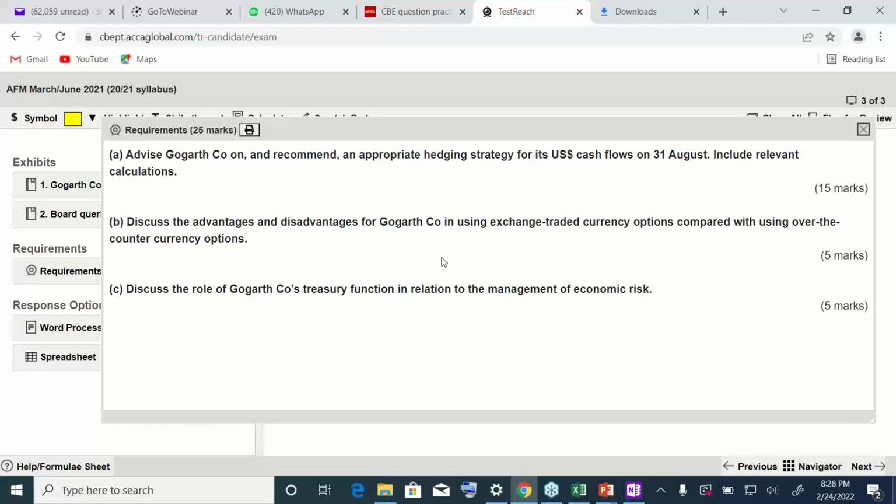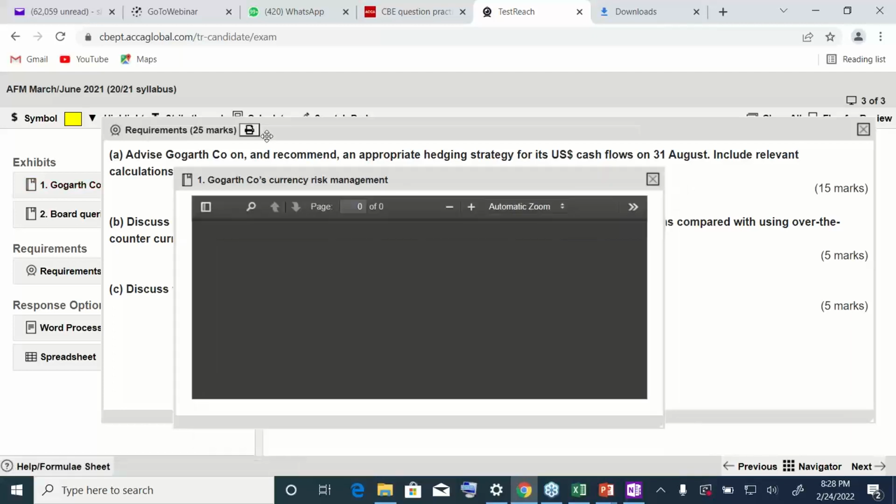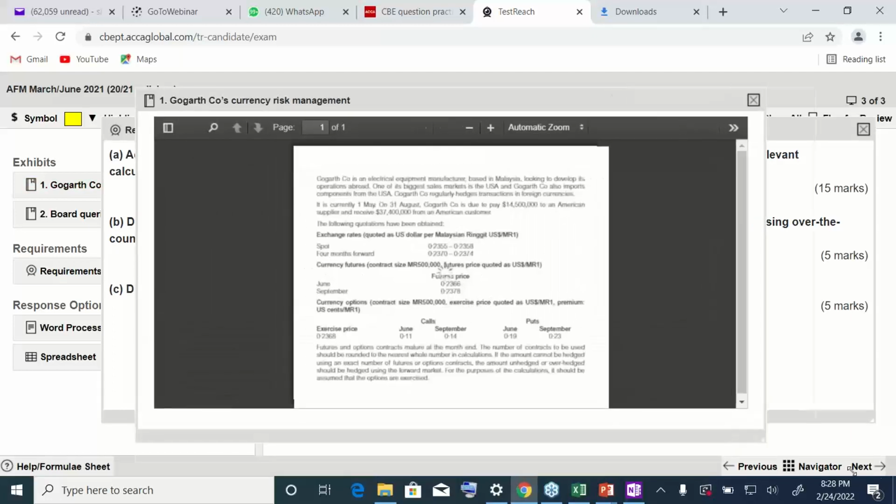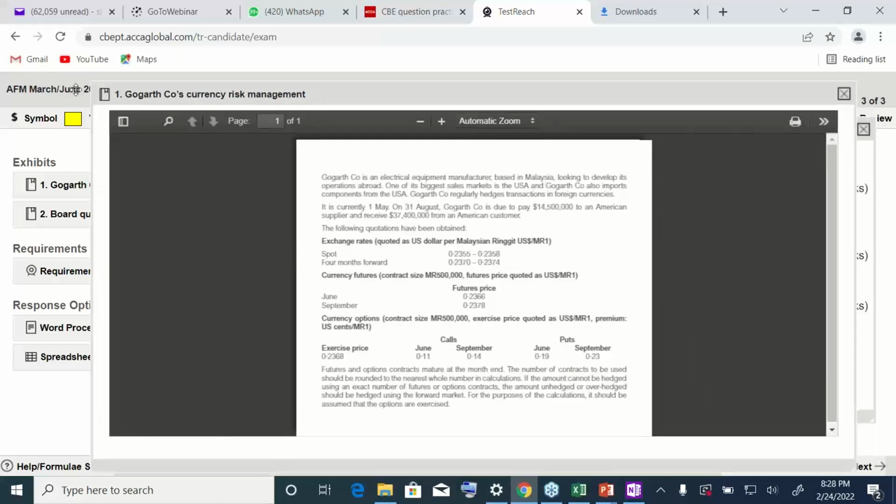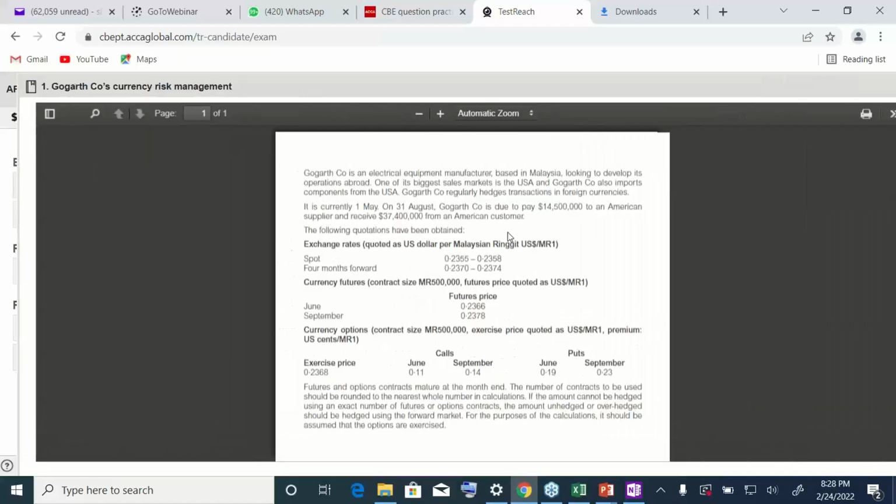Then the last is: discuss the role of G company treasury function in relation to the management of economic risk. So 10 marks of theory and 15 marks of numerical have been tested, and these 15 marks also include a few marks on the theory, because once you are able to get the numerical, you have to discuss the result. So let's open the scenario.